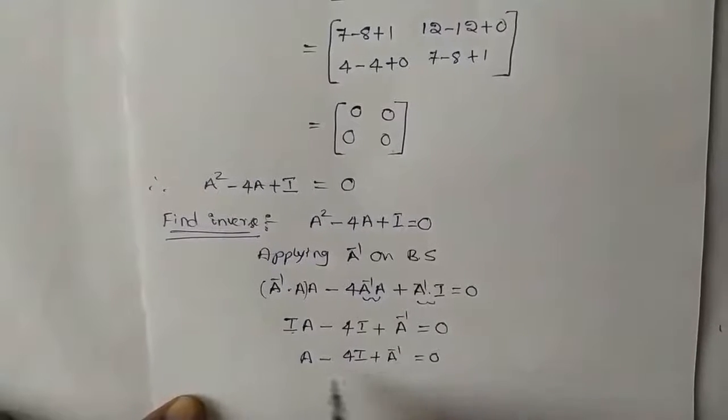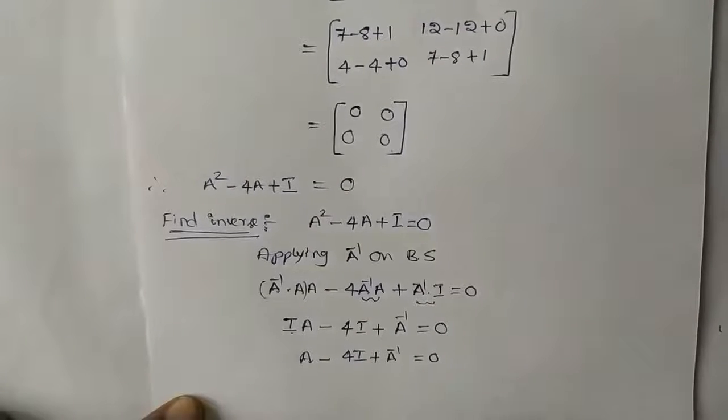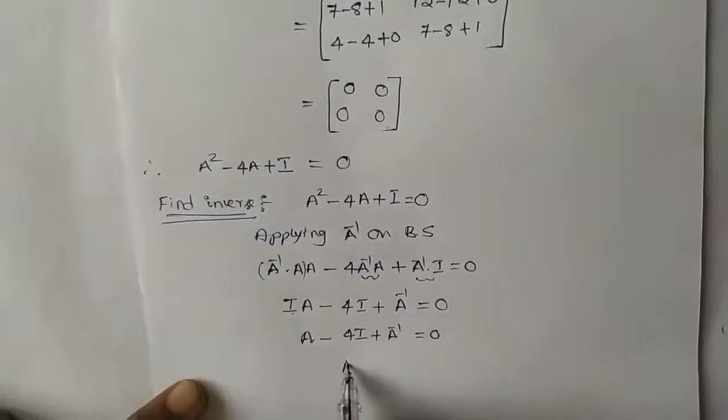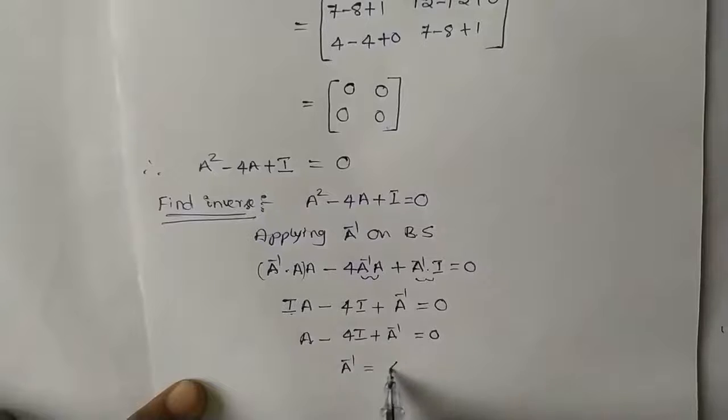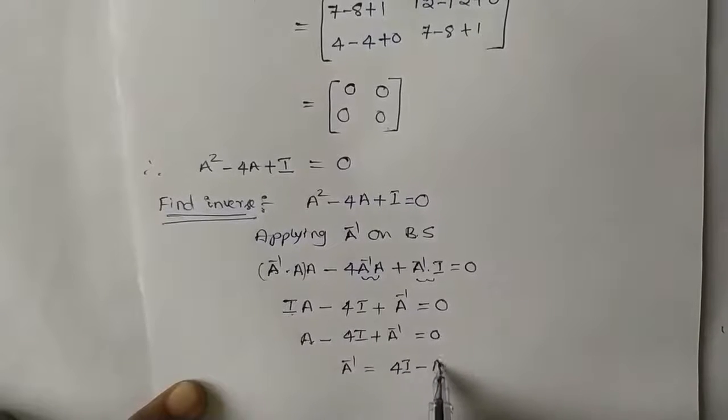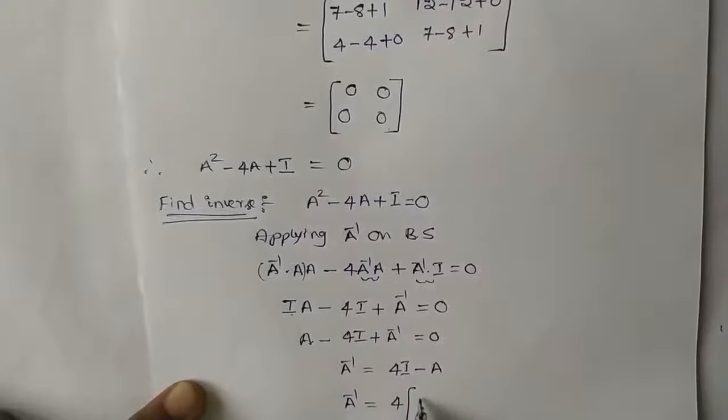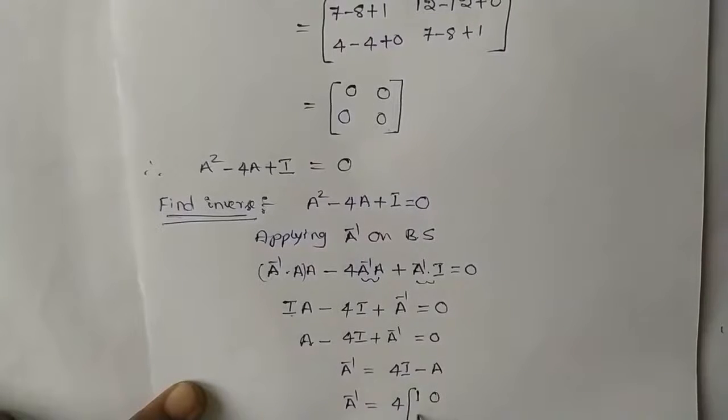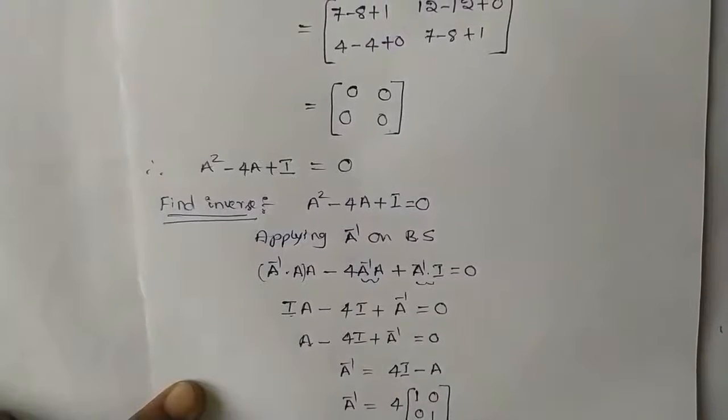We want A inverse only. Send A minus 4I to the right. Then A inverse equals to 4I minus A. So A inverse equals to 4I, I is nothing but identity matrix [1 0 0 1], minus A.